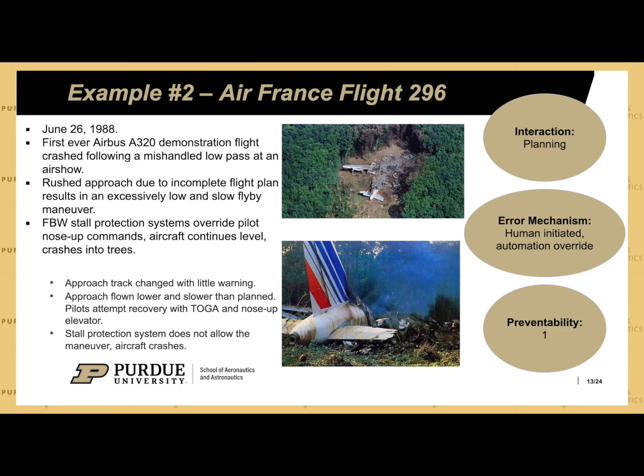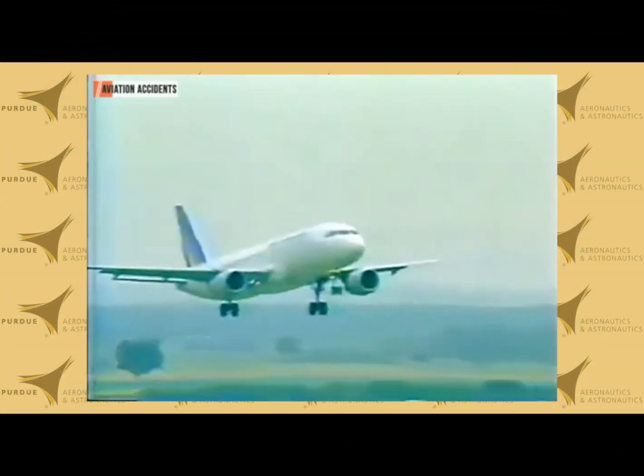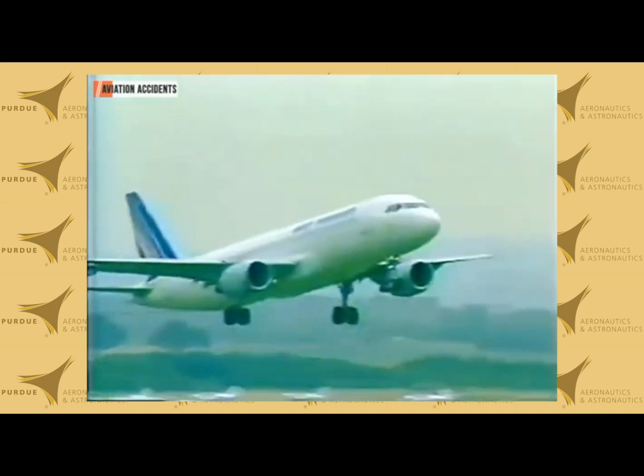Upon needing to climb out, the pilots applied maximum thrust and pulled back, but the fly-by-wire stall prevention system overrode this command, causing the aircraft to continue into the trees, resulting in a crash and the loss of 3 lives. This crash was infamously caught on camera, which we will show now.